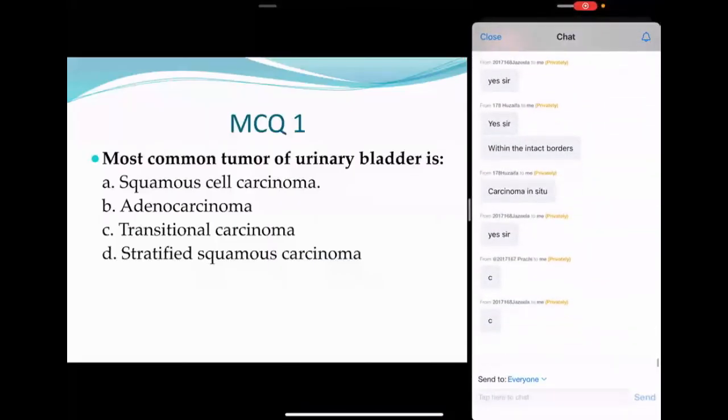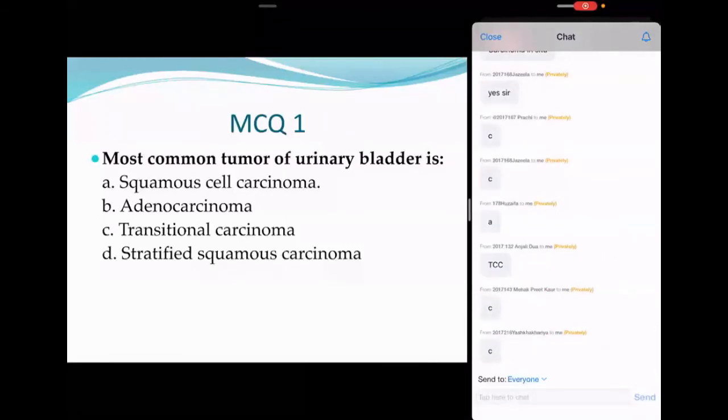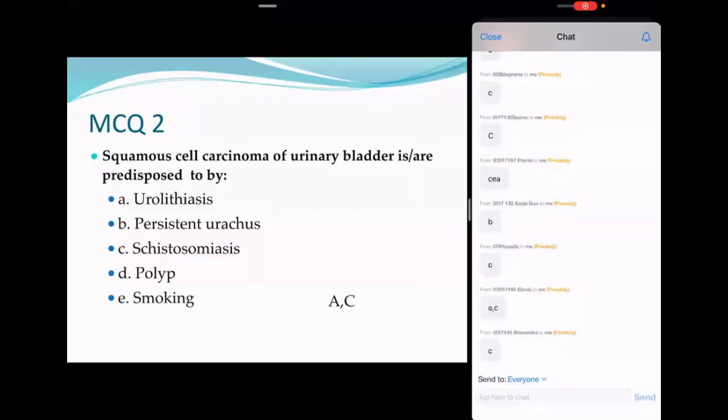Answer this question, please. The most common variety of bladder carcinoma is TCC, or transitional cell carcinoma, accounting for 90 to 95% of cases, right? Urolithiasis means stone. Stone can cause squamous cell carcinoma. Persistent urachus causes adenocarcinoma. Schistosomiasis causes squamous cell carcinoma. Polyp, no role. Smoking causes TCC.